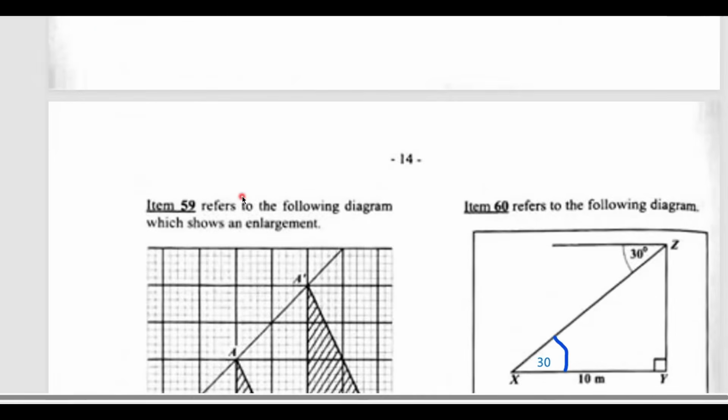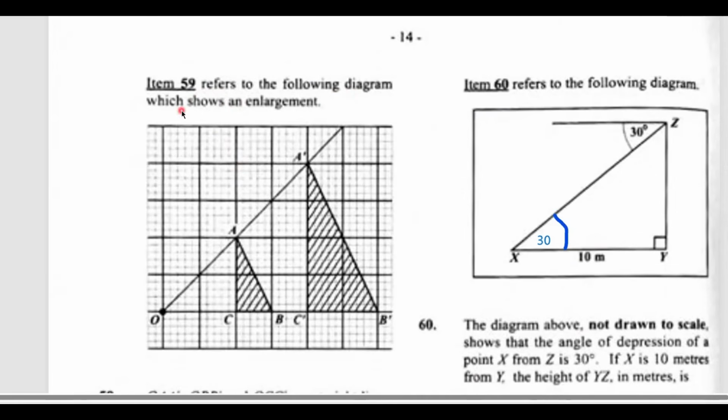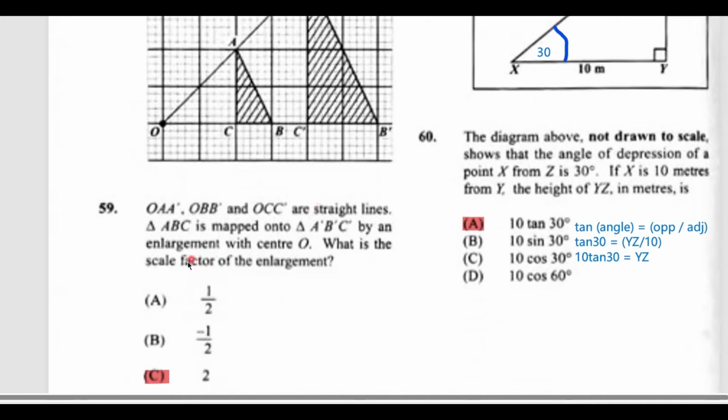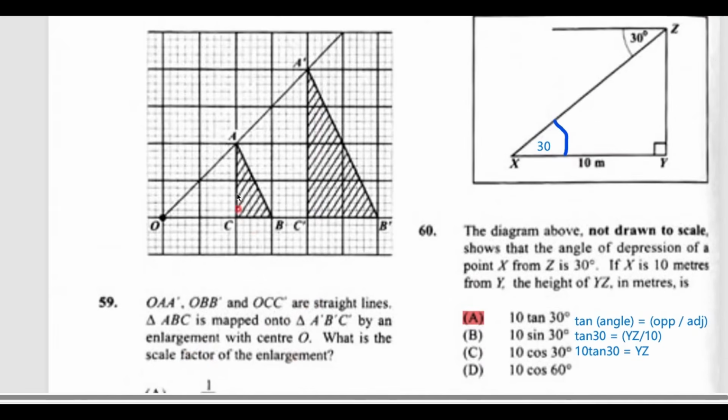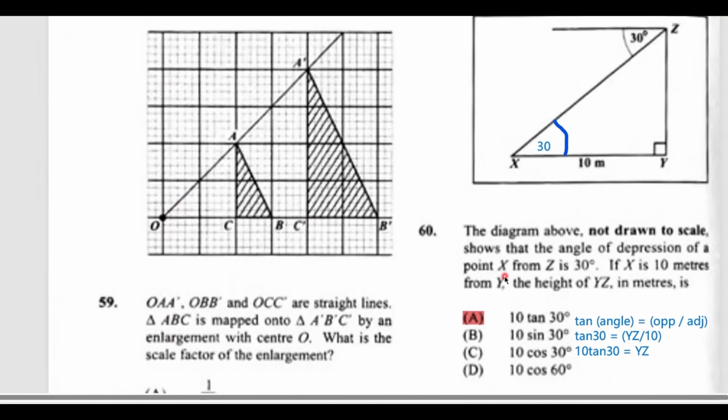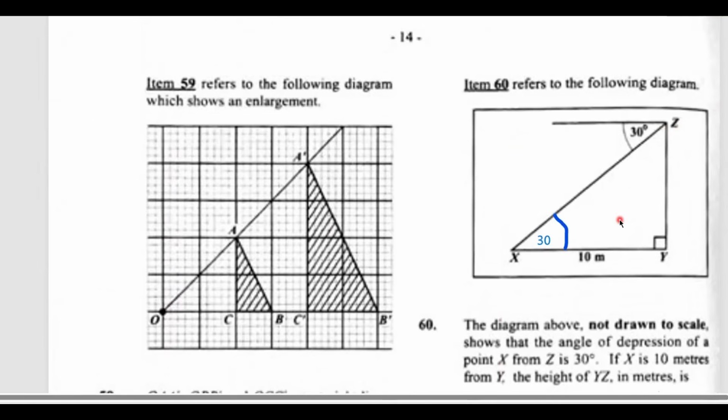59, refer to the following diagram which shows an enlargement. You want the scale factor of the enlargement. Well, AC is 2 blocks and A prime C prime is 4 blocks. 1, 2, 3, 4. So the factor of enlargement is 2 about the origin O. That's C.